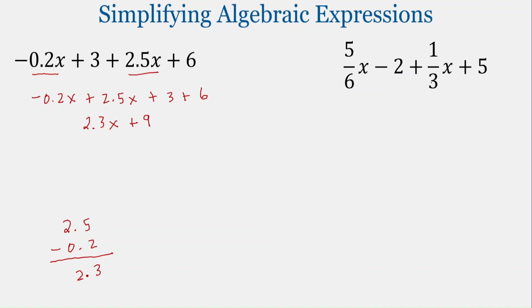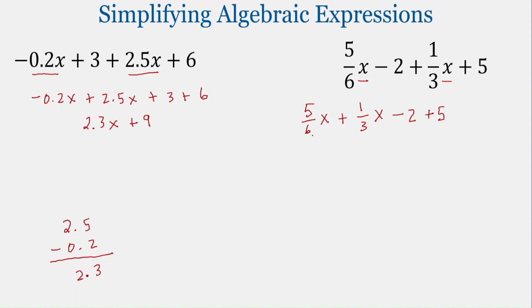Now we have fractions as coefficients. But again, the first step is going to be recognizing those like terms. The variable x raised to the first power, a numerical term. Then the variable x raised to the first power, and another numerical term. So let's use commutative property to reorder these. We'll do 5/6x plus 1/3x minus 2, or plus a negative 2, plus 5.